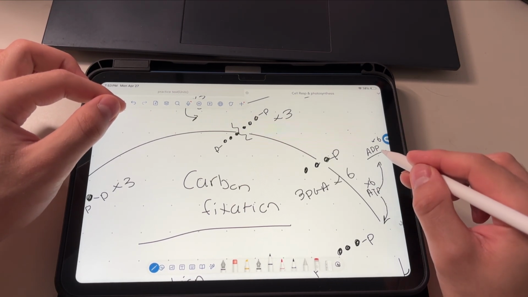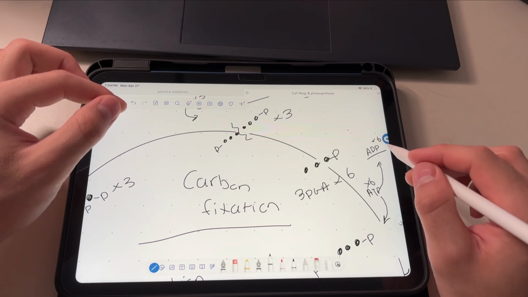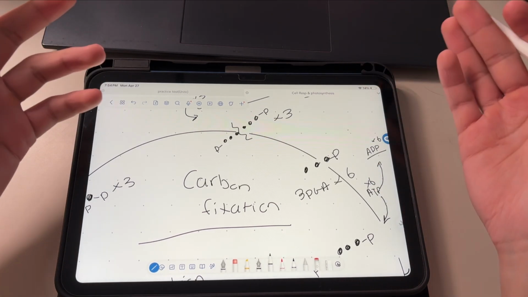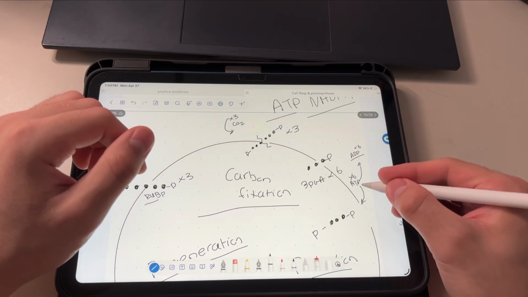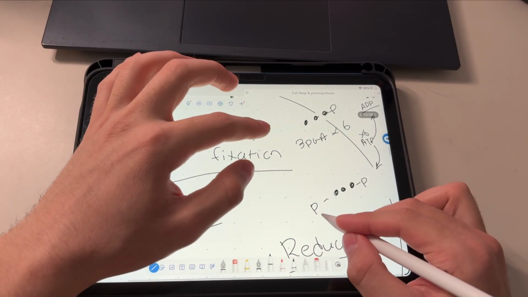Now those 6 ADP return to the light-dependent reactions in order to turn into ATP again. So that's why we have these 2 processes inside photosynthesis. So we have our 6 ATP, a donated phosphate, and now the molecule looks something like this.